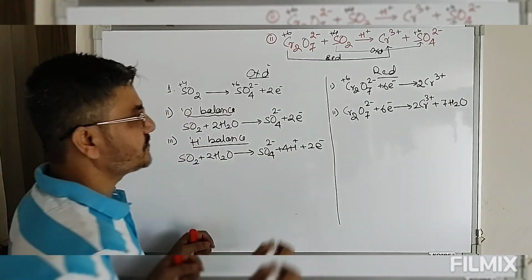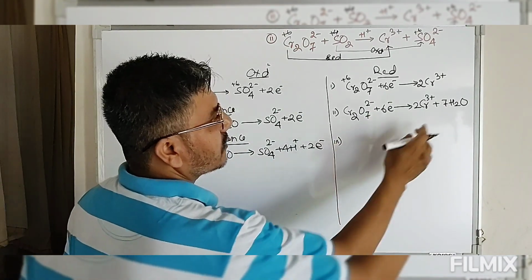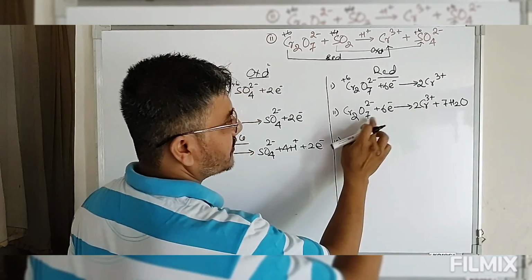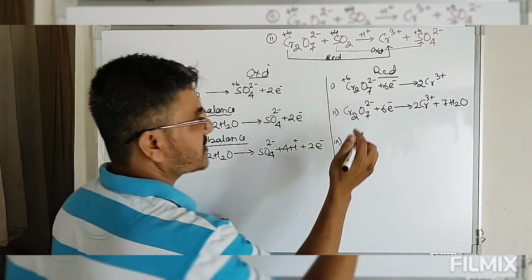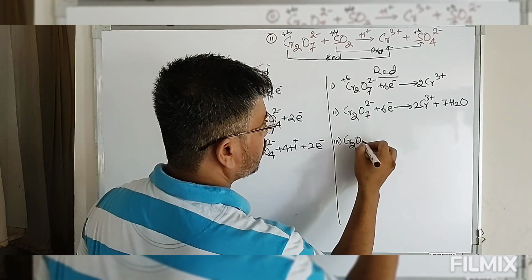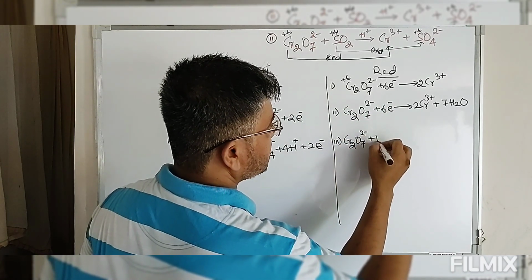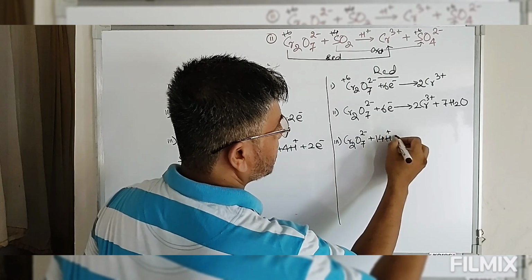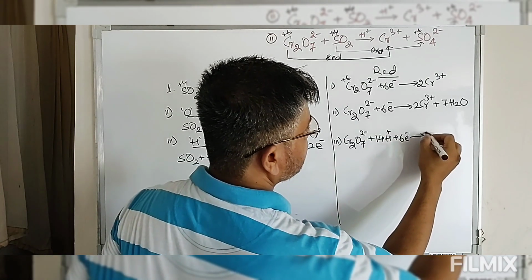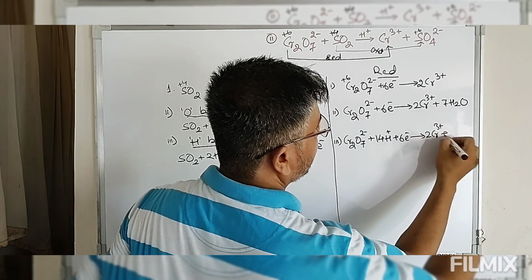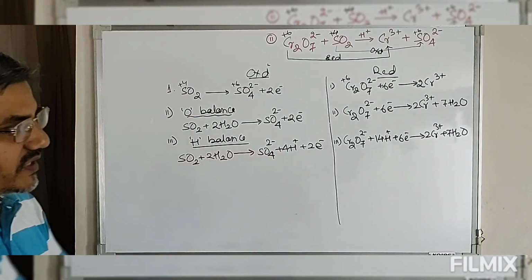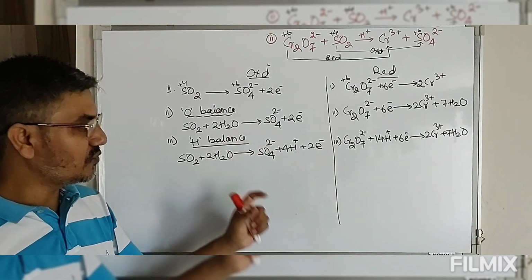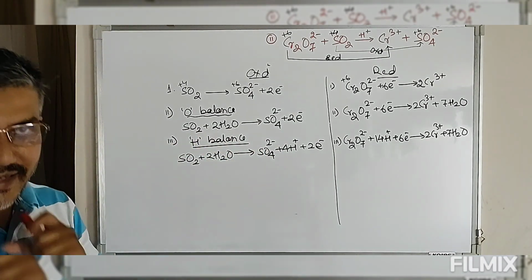On the other side we have 14 hydrogen. यहाँ पे 0 है, तो there is a requirement of 14 hydrogen. तो we will add 14 H plus ion. तो Cr2O7 2 minus plus 14 H plus ion plus 6 electrons. So this gives you 2Cr3 plus 7 H2O. Now look at this. हाइड्रोजन भी बैलेंस हुआ, ऑक्सीजन बैलेंस हुआ, क्रोमियम हुआ, सल्फर हुआ.